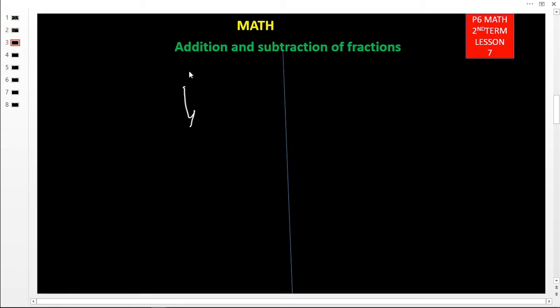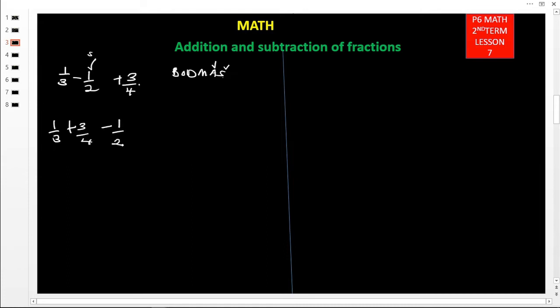Now let us look at another example. If we are given example 3 like this one, it is going to be a third minus a half plus 3 quarters. So what are you seeing? Still we are applying what we call BODMAS. What are we starting with? We have to add first, then we end by subtracting. So we have to arrange our numbers. This is a third, and this one is going to be subtracted. So it is now going to be a third, plus 3 quarters, minus a half.